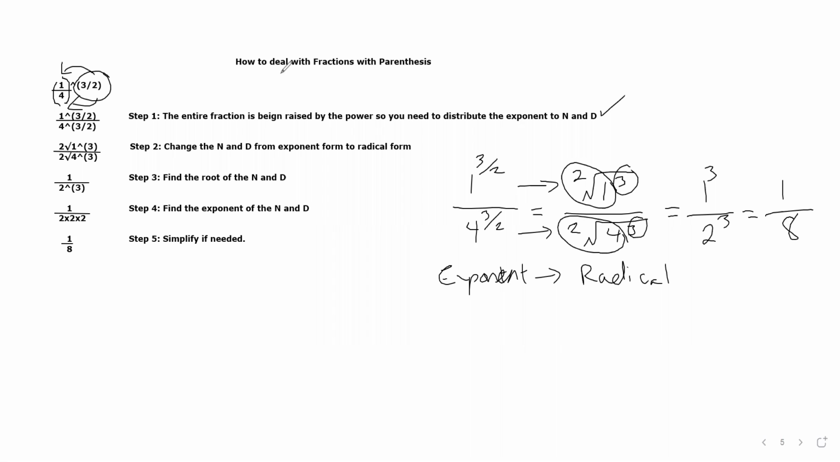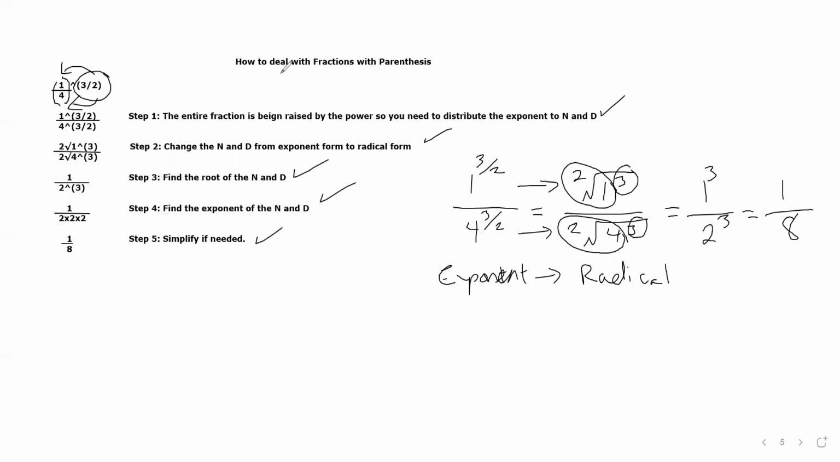In case you were too distracted with my handwriting, all the steps are written out right here. So I wrote simplify if needed for step 5. I don't need to simplify in this case because it's already in the simplest form. But if there was like a 2 instead of an 8, I would definitely have to simplify, right? Okay, cool. So that's what it looks like to deal with parentheses.